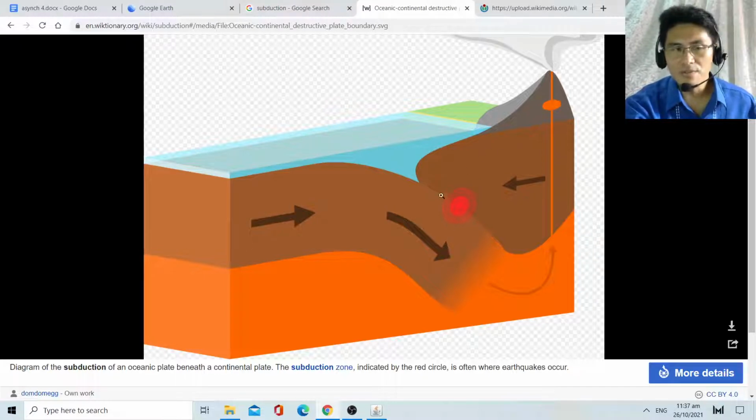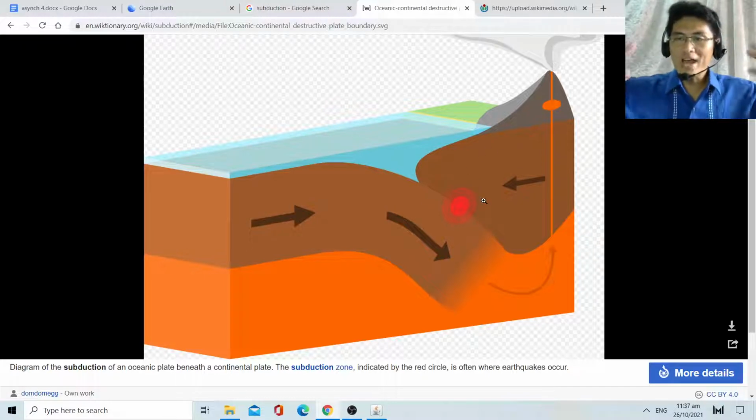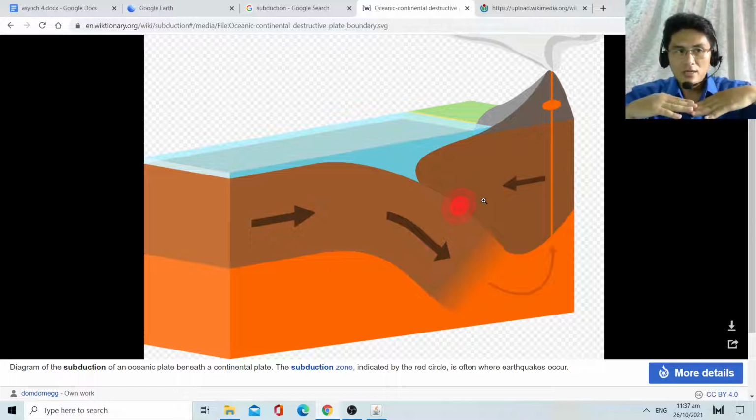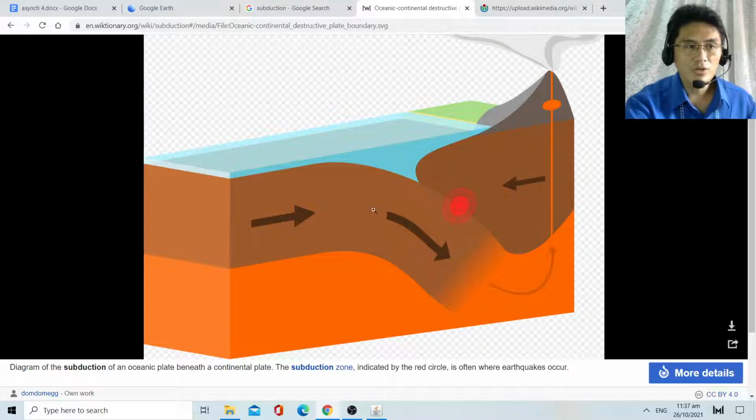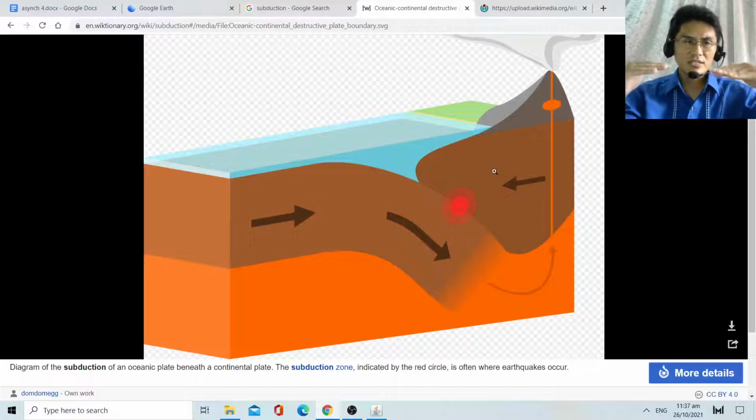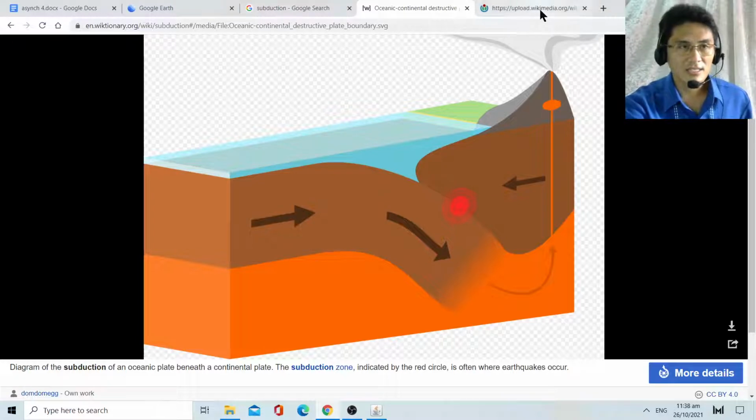Okay? So take note, subduction zones happen when you have convergent boundaries, but only if it involves oceanic crust, because oceanic crust is dense, so therefore it tends to go under another plate. If you have two oceanic crusts, then the older, denser plate will go under the younger, less dense plate.